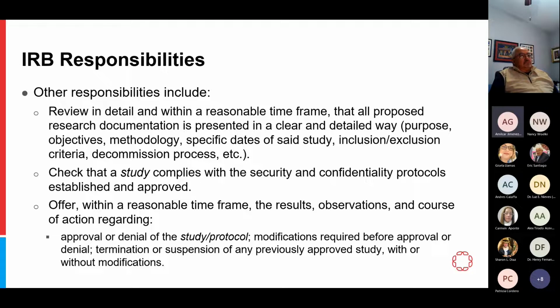Another responsibility will include checking that the study complies with the security and confidentiality protocols that are established and approved within that study, and offering within a reasonable time frame the results, observations, and course of action regarding either approval or denial, modifications, or termination or suspension of any research. And we have had the experience, not over here in the States, but in Puerto Rico, that the IRB has terminated studies, research, okay?